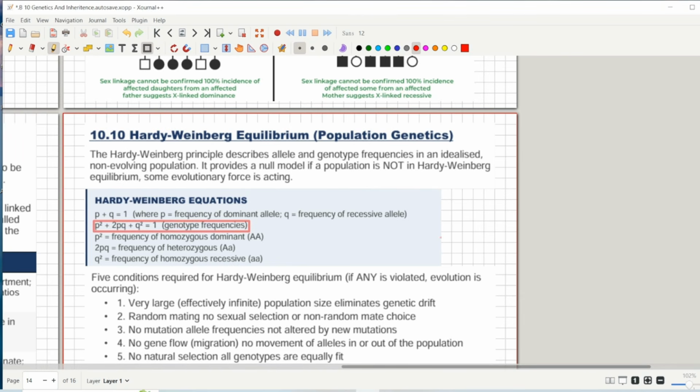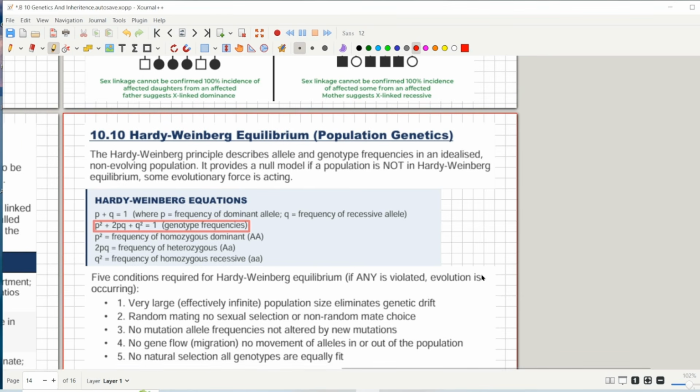First of all, you have to memorize the equation, that is p square plus 2pq plus q square equals 1. So what is p? p is the homozygous dominant, q is homozygous recessive, and 2pq is the heterozygous frequency. So how many homozygous dominant you have, how many homozygous recessive you have, and how many heterozygous you have.